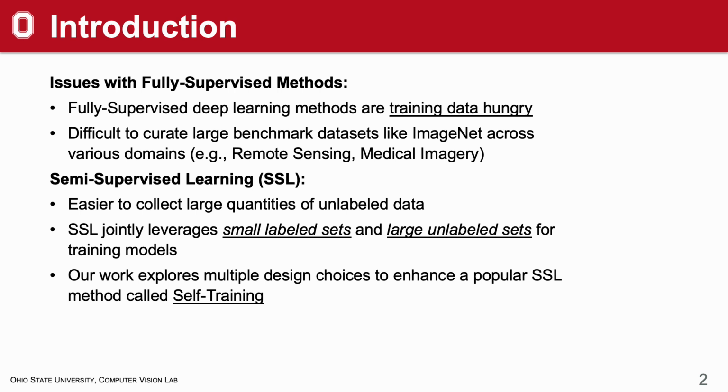The main motivation behind our work stems from the training data-hungry nature of fully supervised deep learning methods. This becomes a huge challenge in domains such as remote sensing and medical imagery, where it's difficult to curate large benchmark datasets in the scale of ImageNet because the cost of annotation can be really high. In such scenarios, semi-supervised learning comes into play, as it can jointly leverage small sets of labeled data along with large unlabeled datasets for training purposes. In our work, we focus on one such technique called self-training by studying various design choices to enhance the learning capabilities of these models.